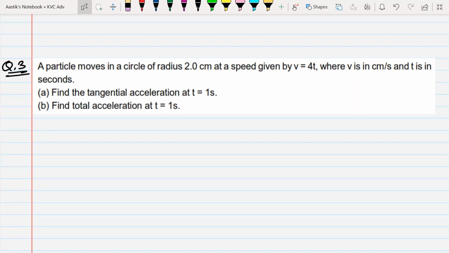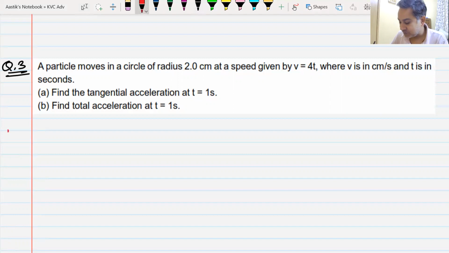Shall I do it? Sir, tangential acceleration is 4. Total acceleration is 4 root 5. Wow. Good. Well done. Thank you, sir. Very good.